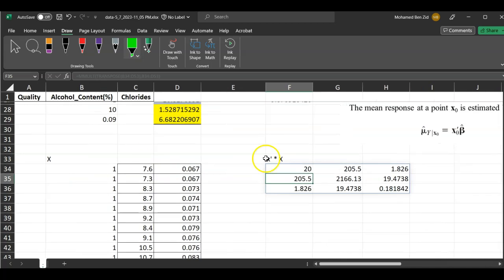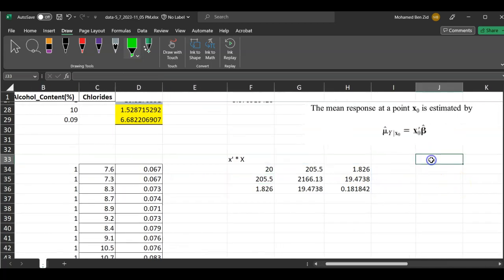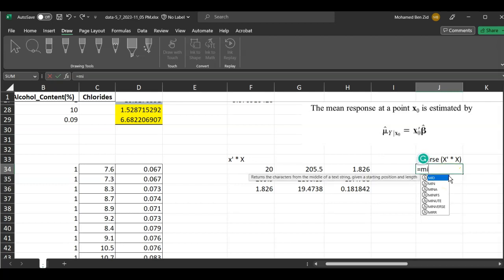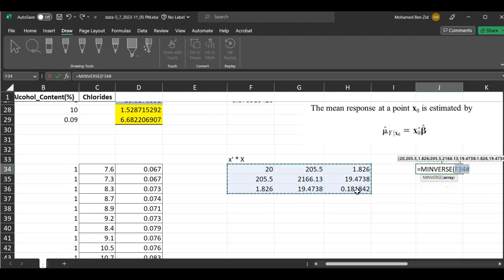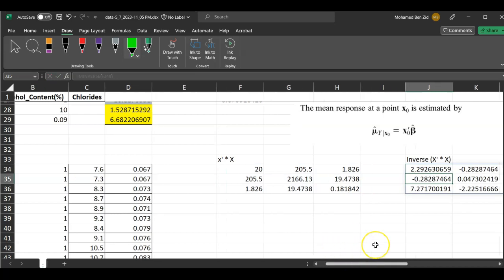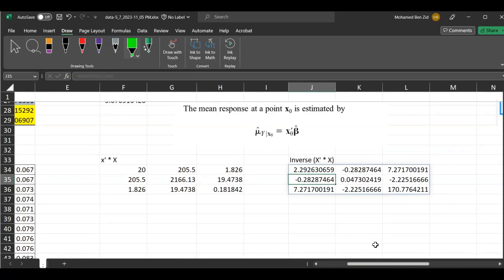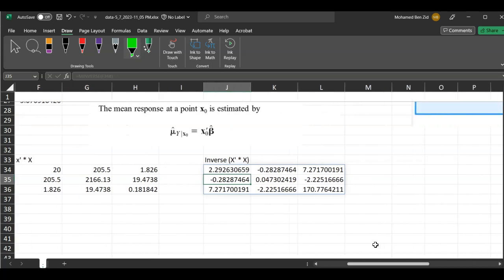So here I'm gonna add another matrix, and this is inverse of x prime times x, and this is really easy. You start with m inverse, and you see it right here, m inverse function, right? Select it. So that's matrix inverse, and then you select the whole matrix that you want to inverse, close the parentheses. Again, that's the syntax, m inverse, and enter. So this is the inverse matrix that we got right now. All right, so far we get all this.